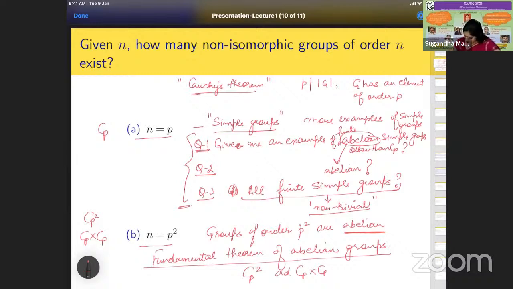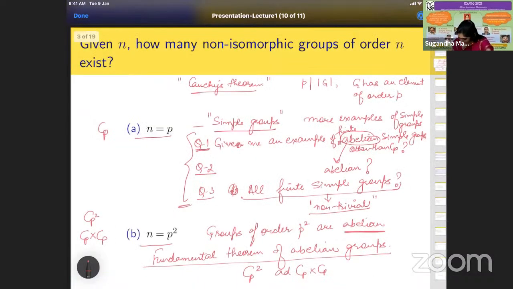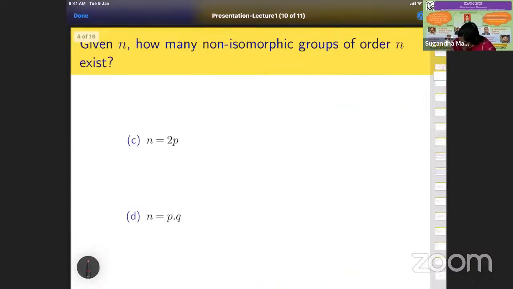So, I'm sorry. Yeah, with that, I'll just proceed a little further and then I'll come back to this fundamental theorem of abelian groups as well. All right, so let's look at the next case. What is the next possibility that we can answer?